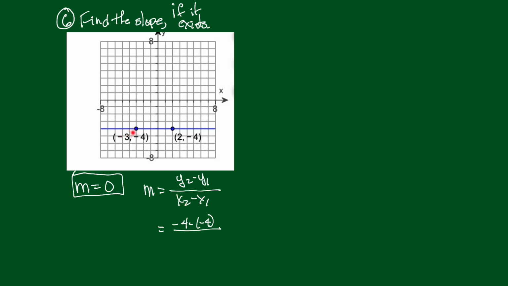Now the second x is 2. The first x is negative 3. So this is going to be 2 minus negative 3. So now I get that m is equal to negative 4 plus 4 over 2 plus 3. I get 0 over 5. Slope is 0. All right, so from now on, you just know that horizontal lines have slopes of 0.